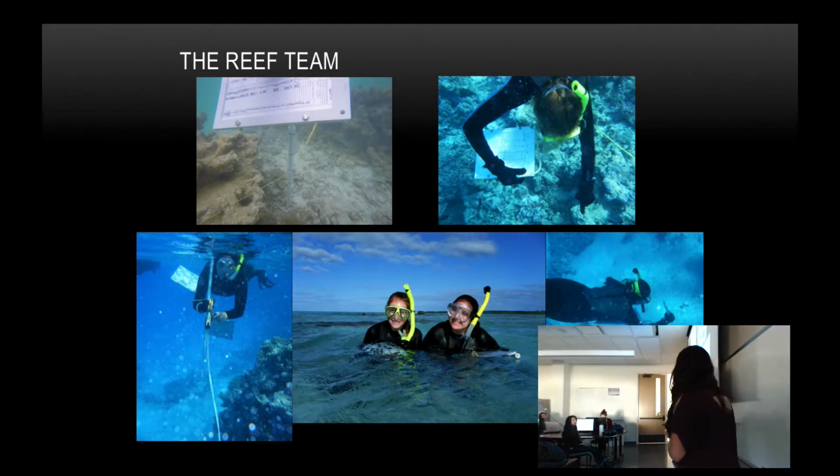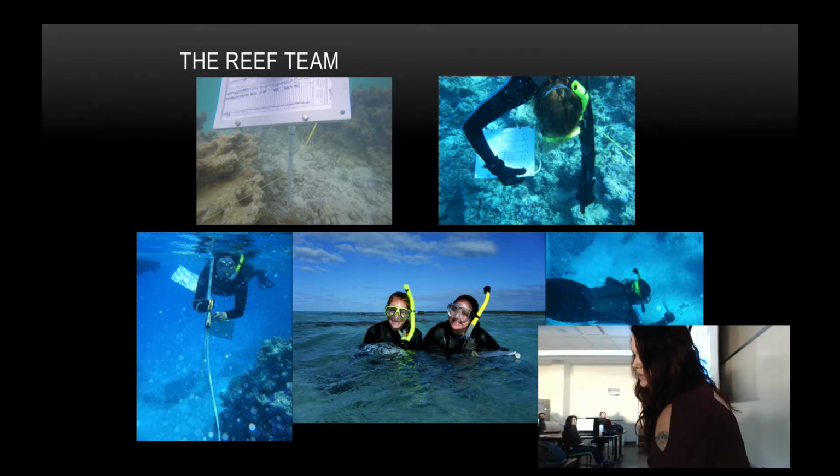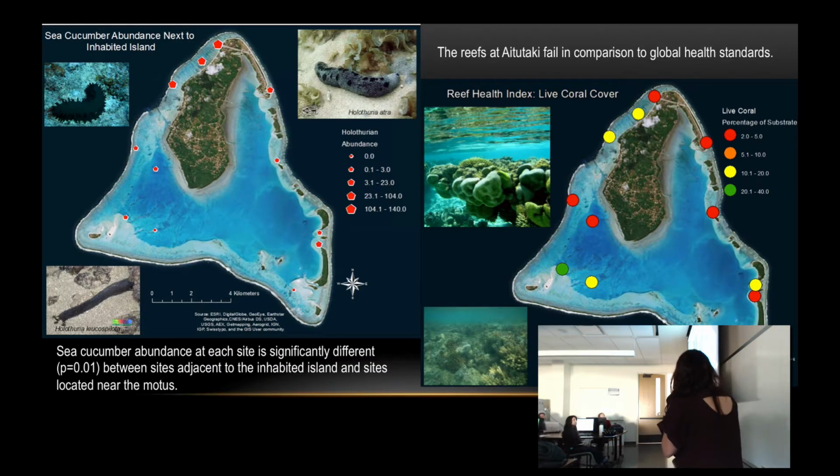So this is the methods. This is what we did. So we laid out transects at 12 sites in Aitutaki. And then we looked at substrate under a point intercept form, so every 20 centimeters. We took the substrate, we measured and counted all of the invertebrates. We identified fish, and then we also took the reef height to look at the structure. So this is kind of what I'm finding.